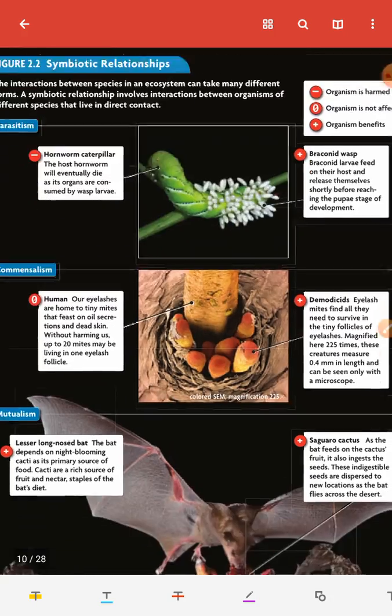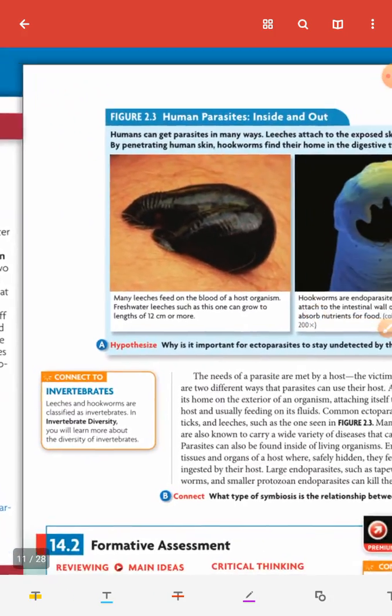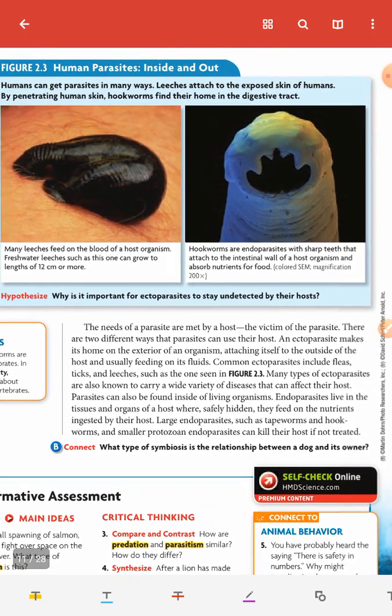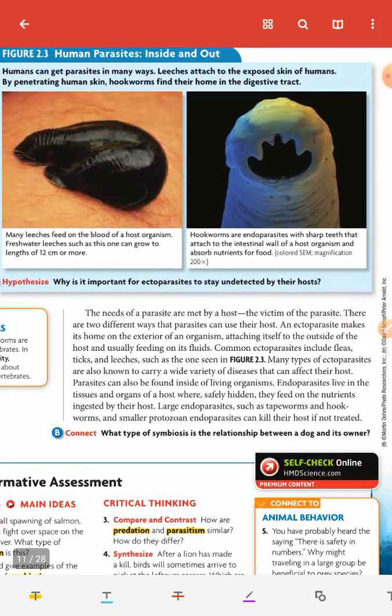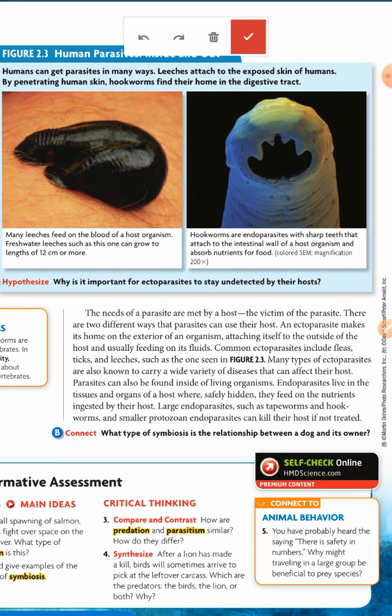This is it. So quickly, at last, we are going to finish the last part of this lesson, just to understand something related to parasitism. There are two types of parasitism or parasites. The first type is called ectoparasite, this is type number one. The second type, named or called what? Endoparasites. Ecto means outside the body.